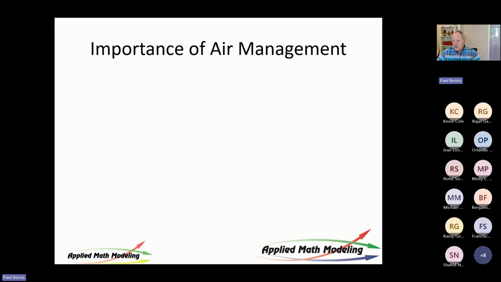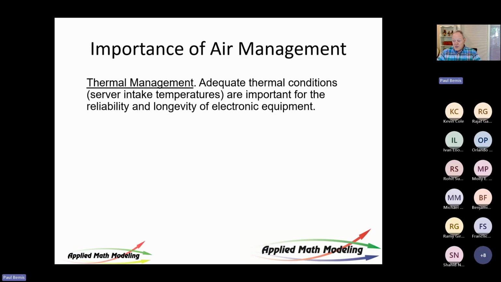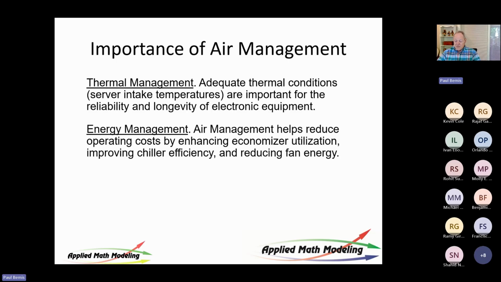Okay. So air management is quite important in a data center. You need to have adequate thermal conditions for rack inlet temperature. That's what we look at. The ASHRAE spec is based on rack inlet temperature. Also, from an energy management point of view, the better you handle your air management, the more efficient the data center will be, and it will reduce the energy consumption of the data center.